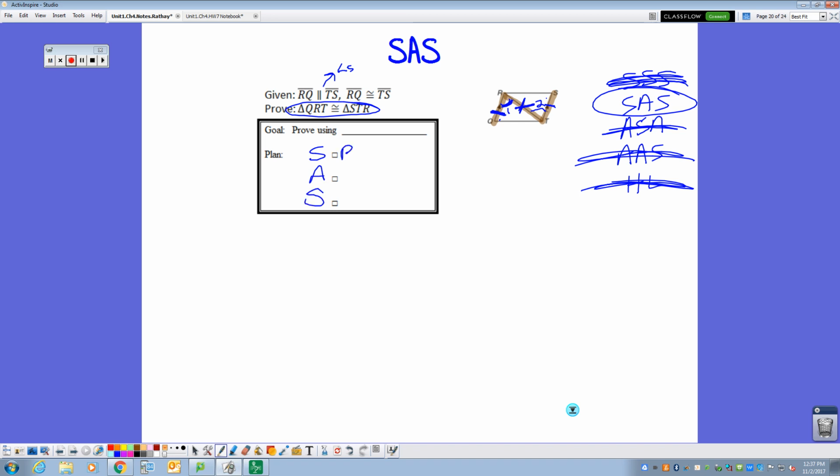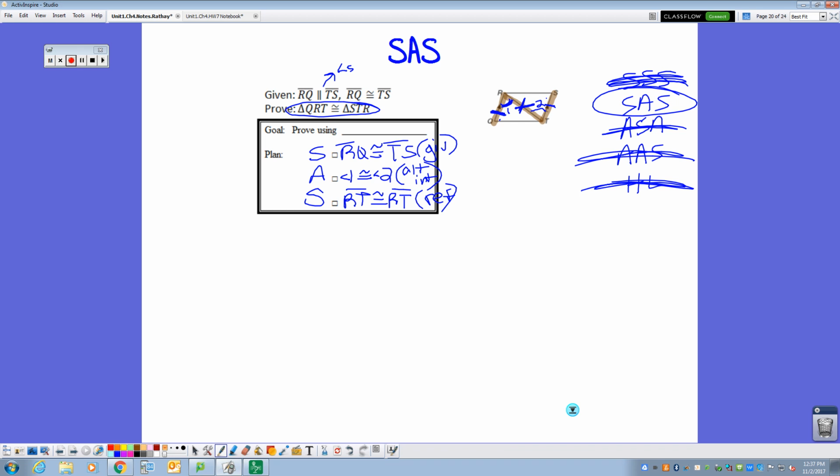My first pair of sides was RQ congruent to TS, and that was given. My angle was angle 1 congruent to angle 2. And I knew that those were congruent because they are alternate interior angles. Then I have that RT is congruent to RT, and my reason here is reflexive property. We have a plan. So now we're ready to organize the group.